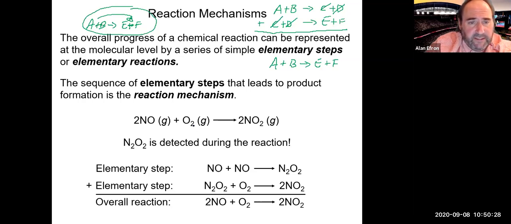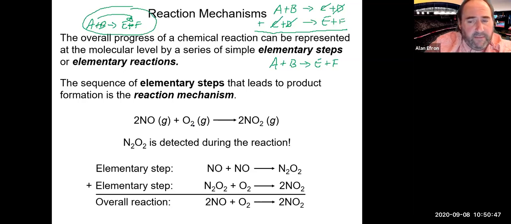So these are a series of individual reactions that occur, that when you add them all together give you the overall reaction that you are looking for. And the sequence of all these steps and the order in which they happen is what is known as the reaction mechanism.